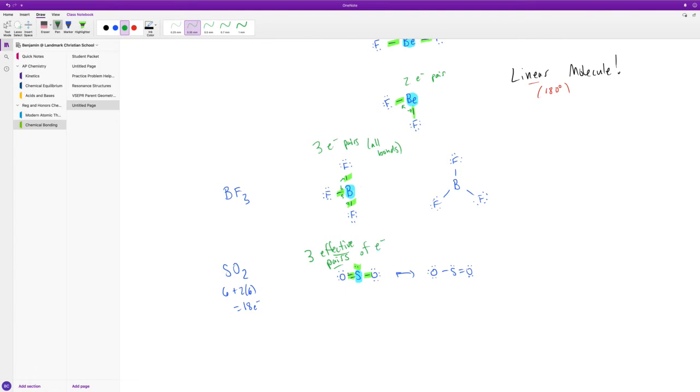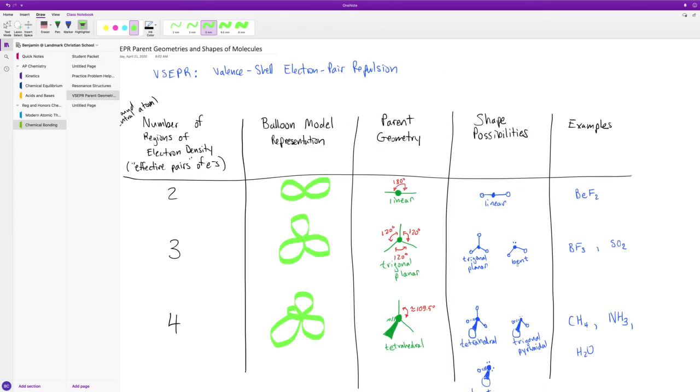So the double bond counts as 1 electron pair, 1 effective pair. So the lone pair, this bond over here, and this double bond, that's 3 effective pairs. Okay, and so by the way, if we use this other resonance structure, we determine the same thing, right? 3 effective pairs, and notice we've got a lone pair. So we go back up here and we can see that when we have 3 regions of electrons and one of them is a lone pair, that's a bent configuration.